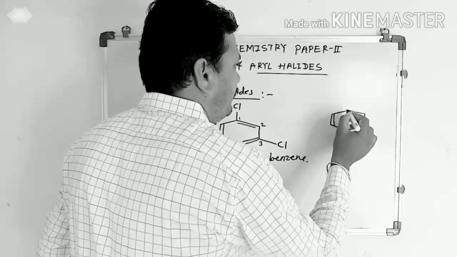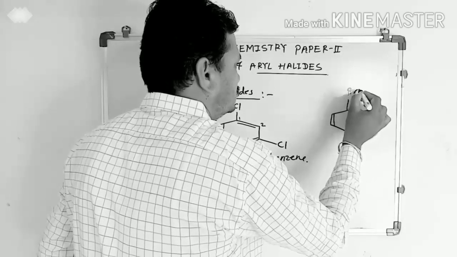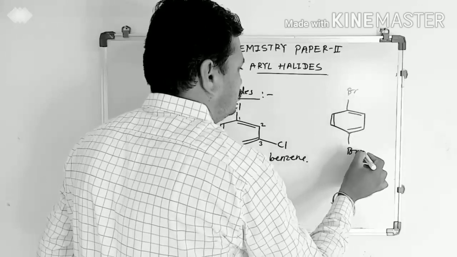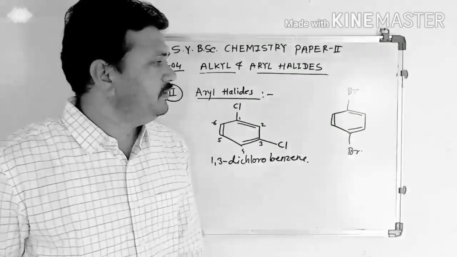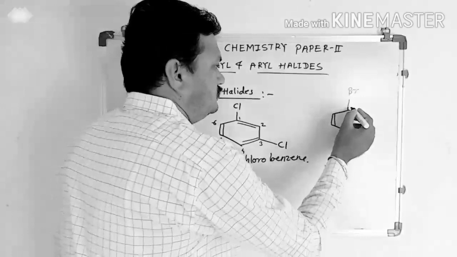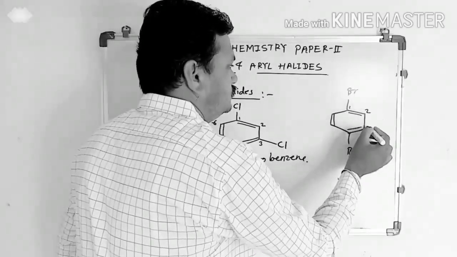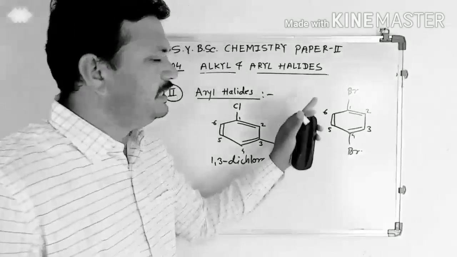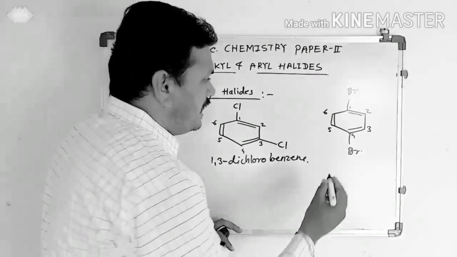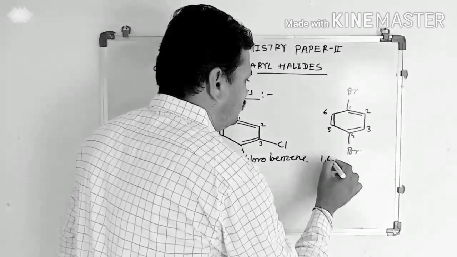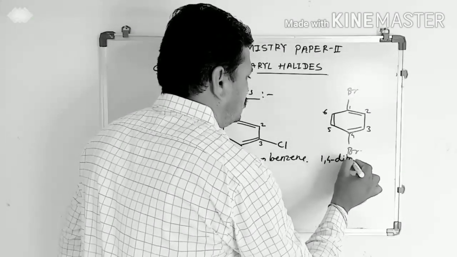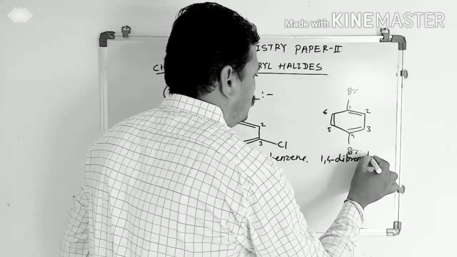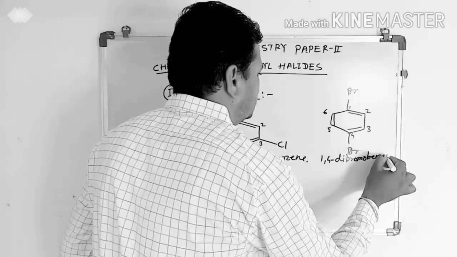Similarly, the compound is an aromatic compound having two halogens, bromine. Now first we will give the numbering to this compound 1, 2, 3, 4, 5, 6. Now it is 1,4-dibromobenzene.